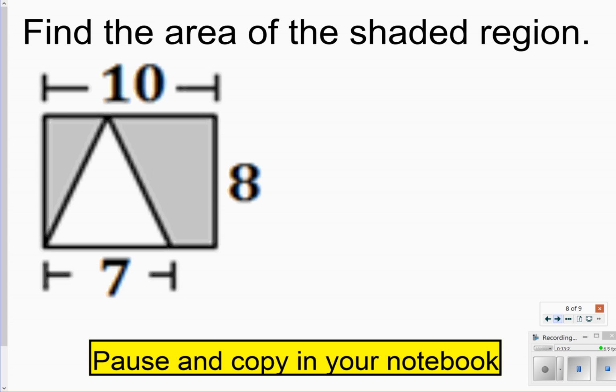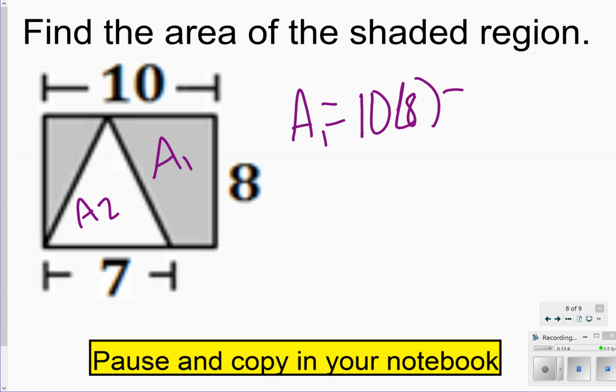Okay, we have one final example. Here we have a rectangle and we have a triangle. So we're going to find the whole shape of the larger shape first and then take out the secondary shape. So this is area 1 and this is area 2. So for area 1, we know that it's length times width, which is 10 times 8. So that's 80. And area 2 now is base times height divided by 2.